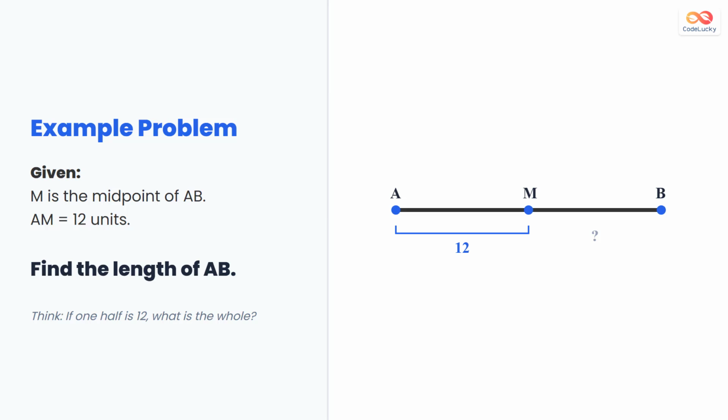Let's try a simple problem. If we know that M is the midpoint of segment AB, and the length of the first half, AM, is 12 units, what is the length of the entire segment AB? Since the midpoint creates two equal halves, the other half must also be 12. Therefore, the total length is 12 plus 12.